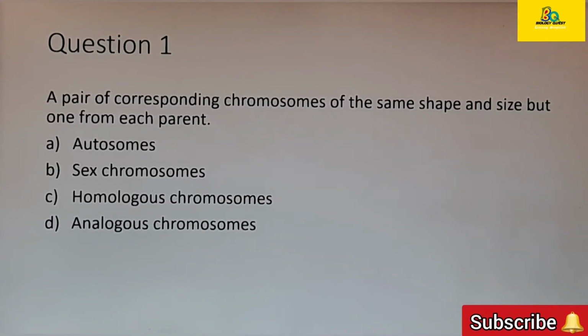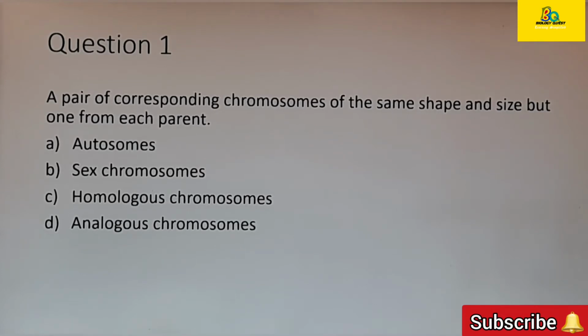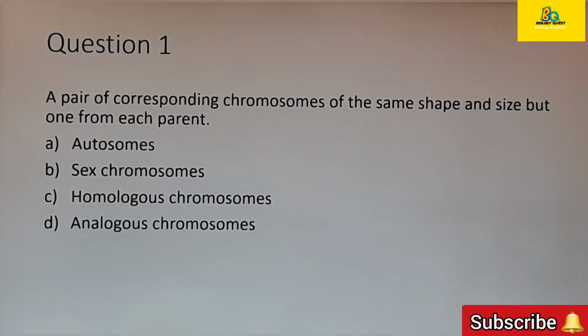So we know autosomes. Autosomes are chromosomes that determine the bodily features of an organism. Sex chromosomes determine the sex of the individual. Okay, so the first two options are wrong. Homologous chromosomes. What are homologous chromosomes? Homologous chromosomes are a pair of chromosomes of the same size and shape, one from each parent. So chromosome number 1 of the father and chromosome number 1 of the mother are homologous chromosomes.